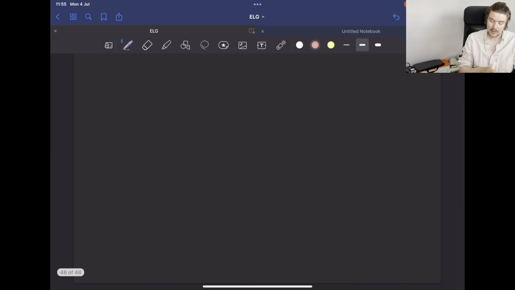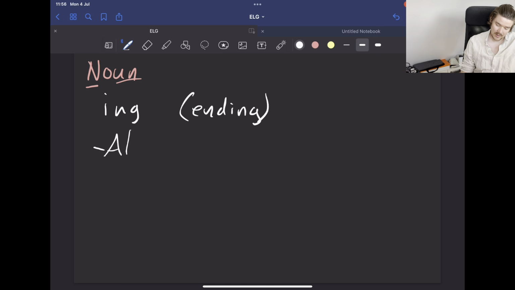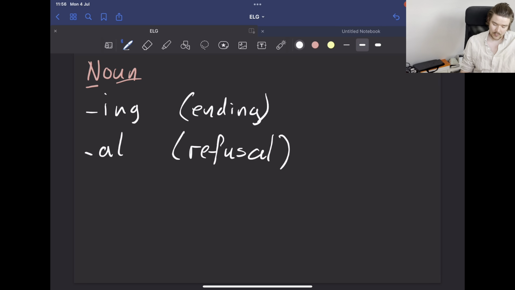Let's start by looking at the word class noun. What are the typical morphemic beginnings and endings of the noun word class? Well, we've already seen ing, ending, for example. I should really stop. I have a tendency of using capital letters when I need to use lowercase letters. AL ending, refusal, for example.